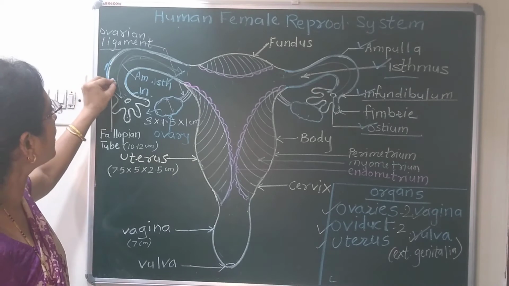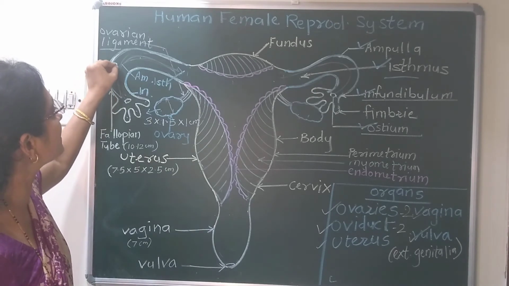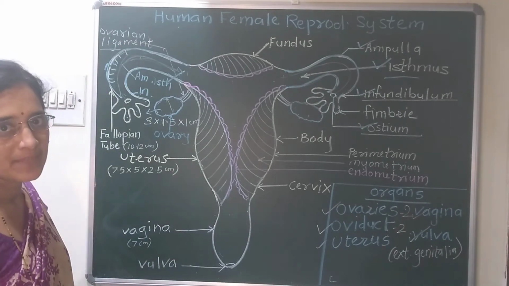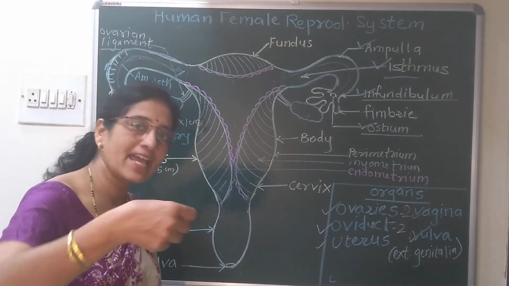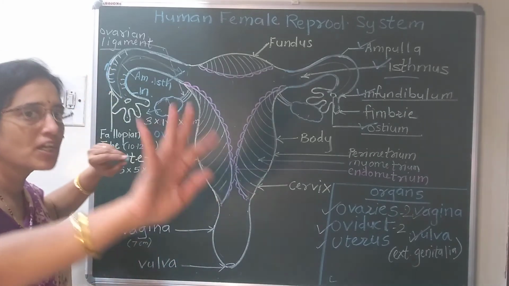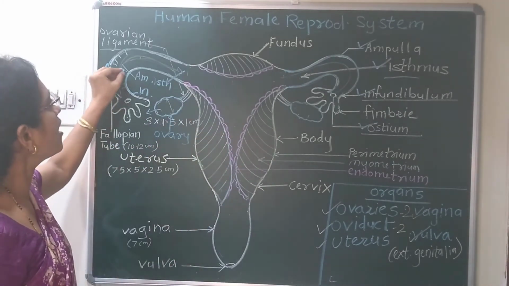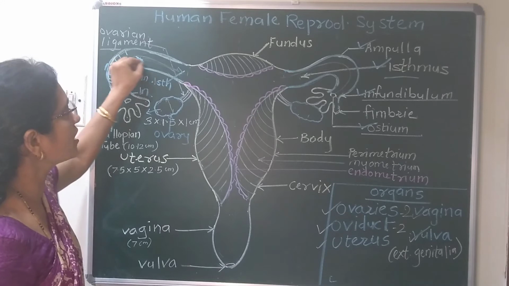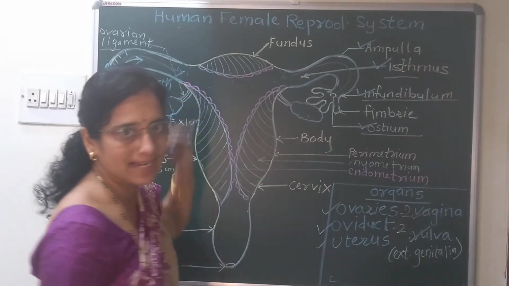At the inner part of the fallopian tube there is ciliated epithelium. Ciliated epithelium means hair-like structures. These cilia push the ovum in the forward direction towards the uterus.